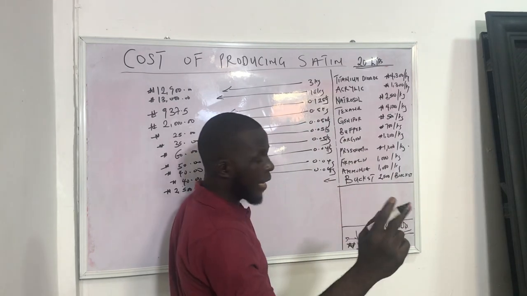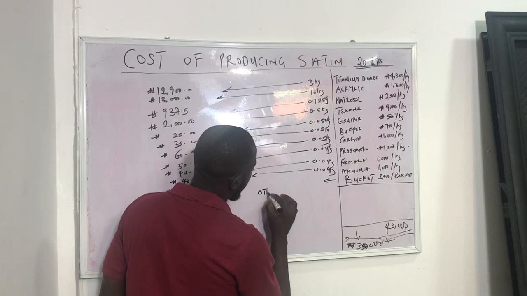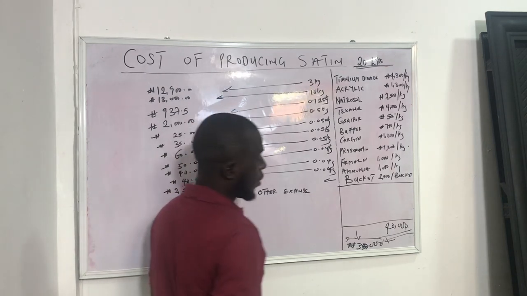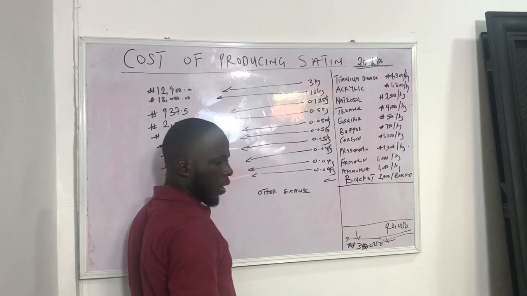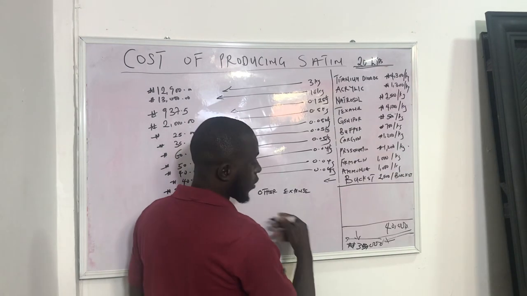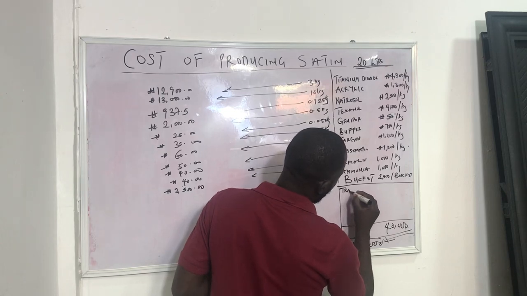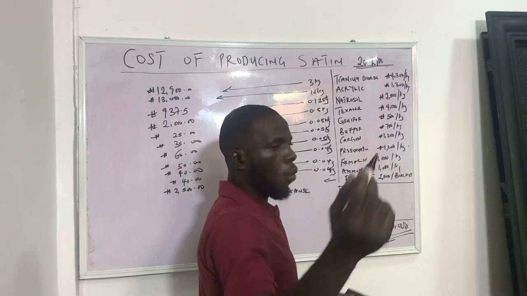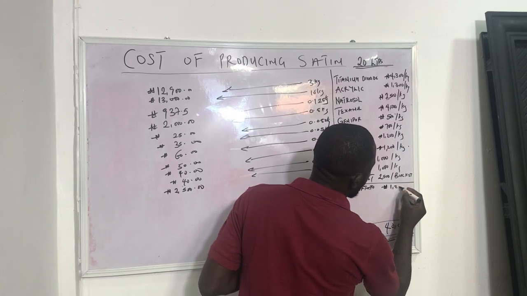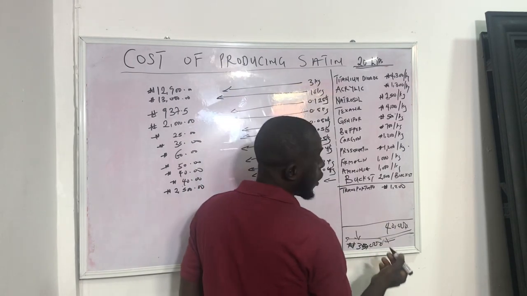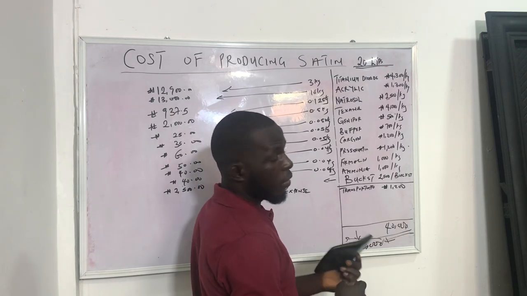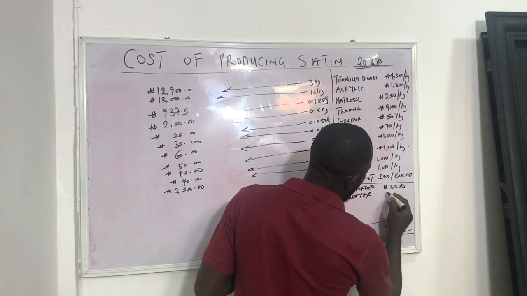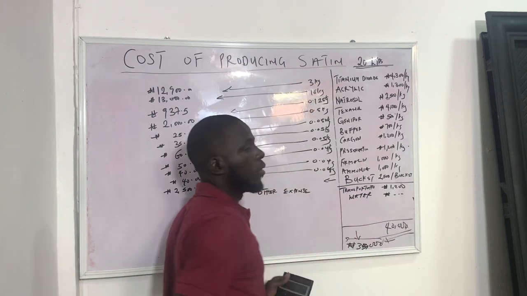Now let's talk about other miscellaneous expenses. For one bucket, maybe you transport from home to go and buy chemical. That's transportation cost. To buy chemical, maybe your transportation cost to and fro is 1,200 naira. What other thing? Water. Maybe where you are producing, you spend money to buy water, or you have free water. Let's keep that aside. Water is conditional.